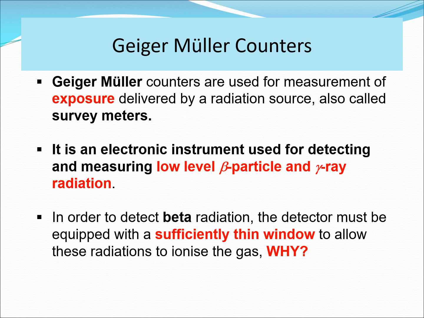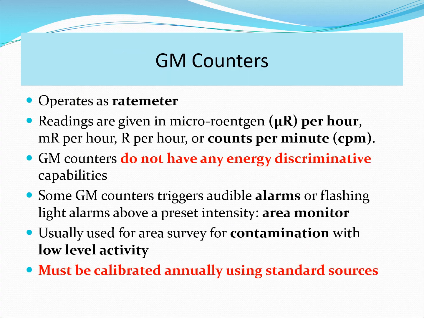So why do we need a thin window in order to measure beta radiation? We can raise this in our discussion tomorrow, inshallah. And so the GM counter operates as a rate meter, meaning to say the readout will be micro Roentgen per hour or milli Roentgen per hour.